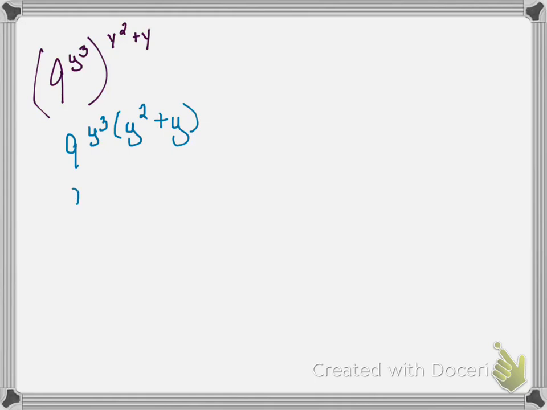Distribute. So I'm going to have 9y to the fifth plus y to the... Wouldn't be y to the third, would it? Oh, yeah, it would be y to the fourth. We're multiplying the y to the third times the y squared plus y. Okay? So we've got y to the third times y squared, which is y to the fifth, y to the third times y, which is y to the fourth. We're doing all sorts of different properties there.